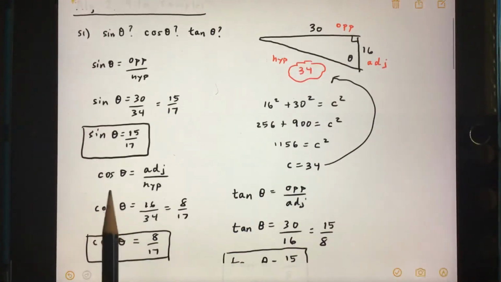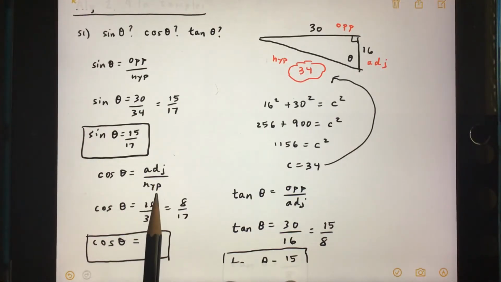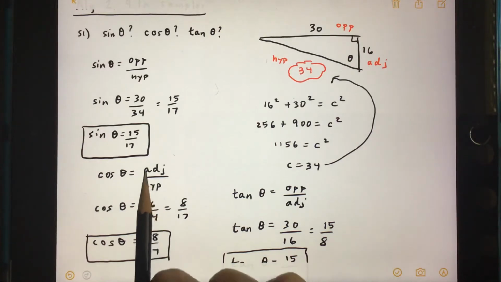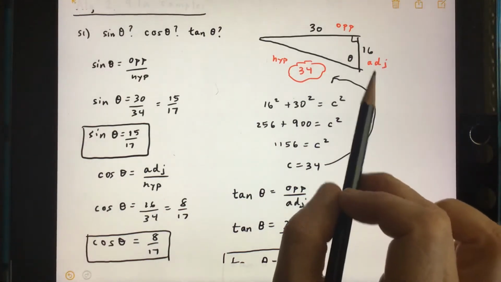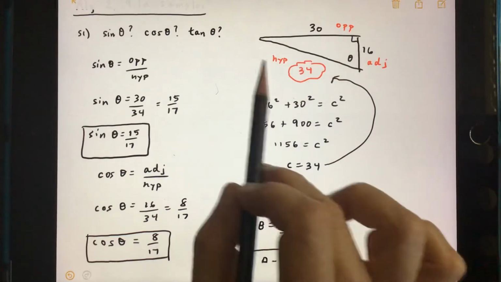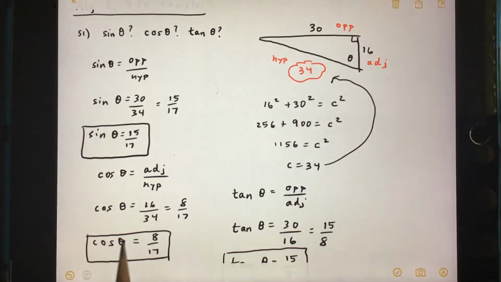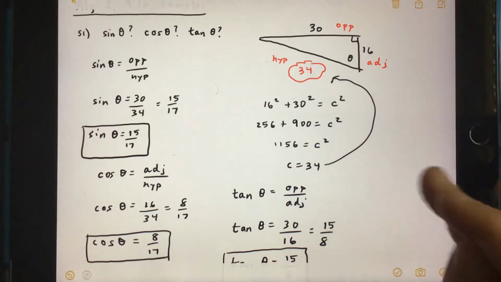Cosine of theta. Cosine of theta, by definition, is adjacent over hypotenuse. That's the CAH side of our SOHCAHTOA. And so I'm going to find my adjacent side of my triangle, which is 16, and I'm going to find my hypotenuse, which is 34, and I'm going to write the ratio for cosine of theta as 16 over 34, which reduces down to 8 over 17. So the cosine of theta is 8 over 17 in simplest form.